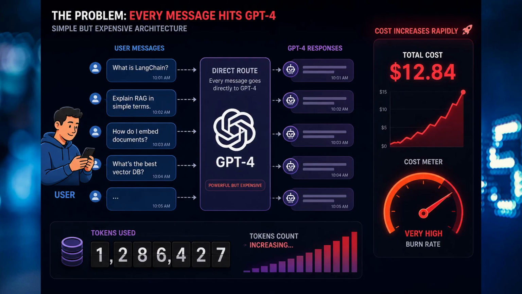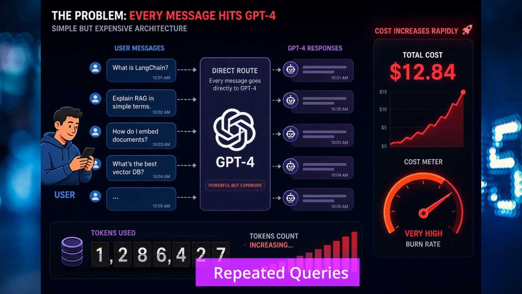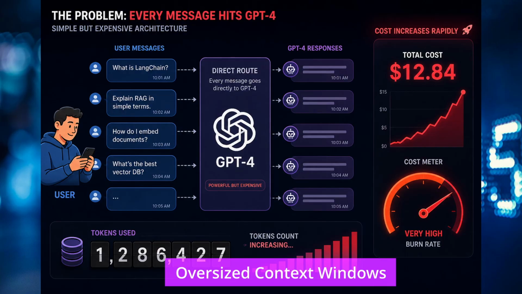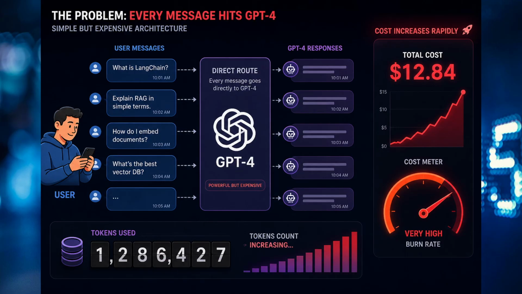Here is what actually makes LLM cost explode. First, repeated queries. Users ask the same thing again and again. Second, oversized context windows. Your app keeps sending entire chat histories. Third, poor model selection, using GPT-4 level intelligence for basic formatting tasks. Fourth, verbose prompts and output, too many unnecessary tokens. And finally, lack of visibility. Most teams don't even know which features are consuming the budget. So instead of a one-model-fits-all approach, modern AI systems use a layered architecture. Let's start with the first optimization technique.